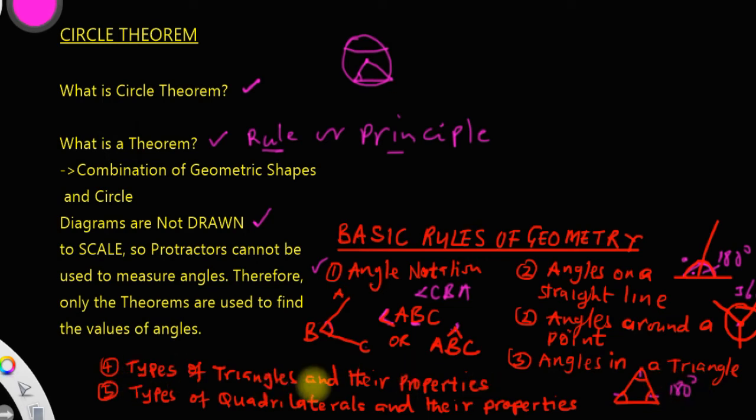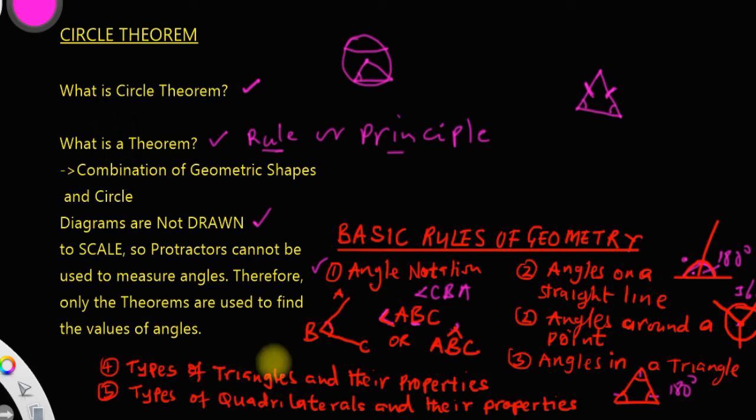You also have to know types of triangles and their properties. In circle theorem, in fact, you frequently see isosceles triangles. What is an isosceles triangle? An isosceles triangle is a triangle that has two equal sides. This is an isosceles triangle because this side is equal to this side. When you see this sign here, it indicates that this length is equal to this length. And because this side is equal to this side, the base angles will always be equal. You have to note that.